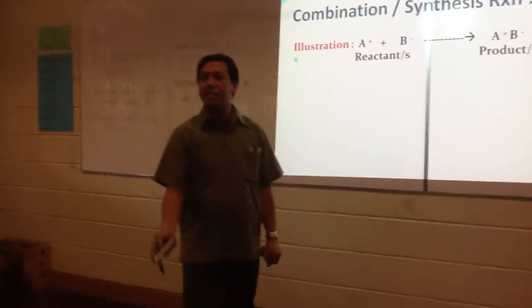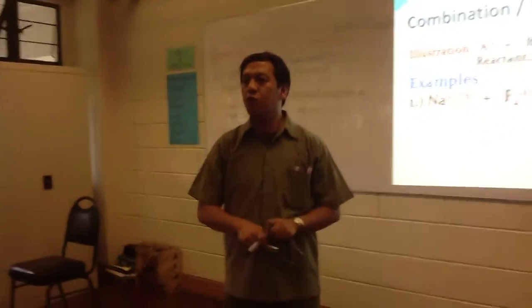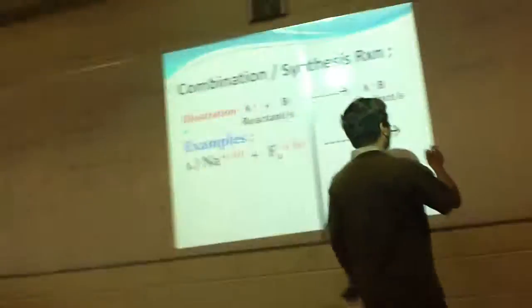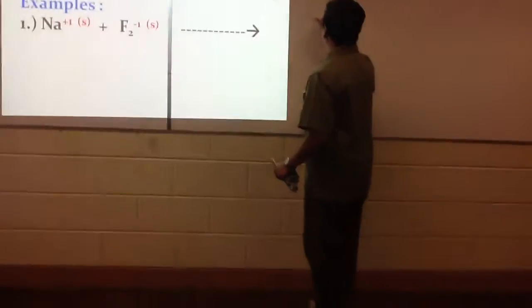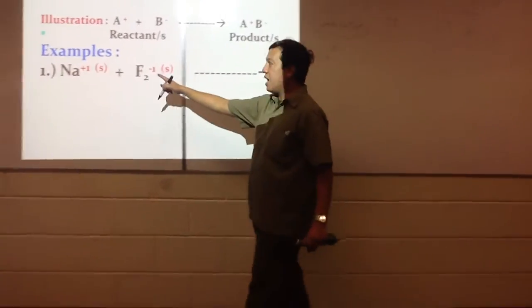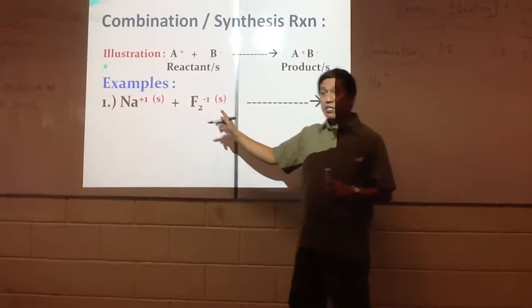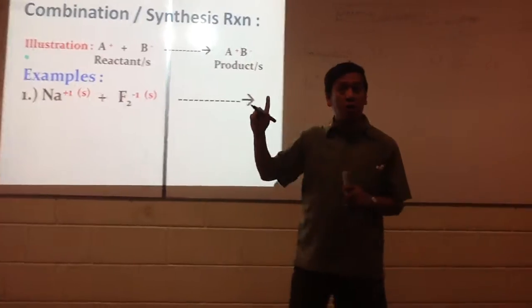Let's try to understand. A plus B. Example, we have Na plus F. We all know that the element Na is actually what? Positive 1 oxidation number. And this is a solid. This is just an indication of the state of a given element or substance.